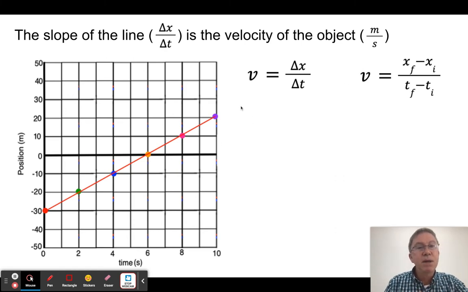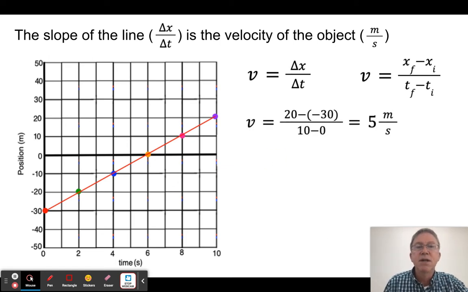So I can basically take any points on here and use them to determine the slope of this line and hence its velocity. So let's just start off using a pretty obvious start point. So we're going to say, look, what's its final position? Well, its final position was positive 20. What was its initial position? Its initial position was negative 30. So final 20 minus initial negative 30. Well, that's going to give me 50 divided by the change in time, which was 10 minus 0. I get 5 meters per second.